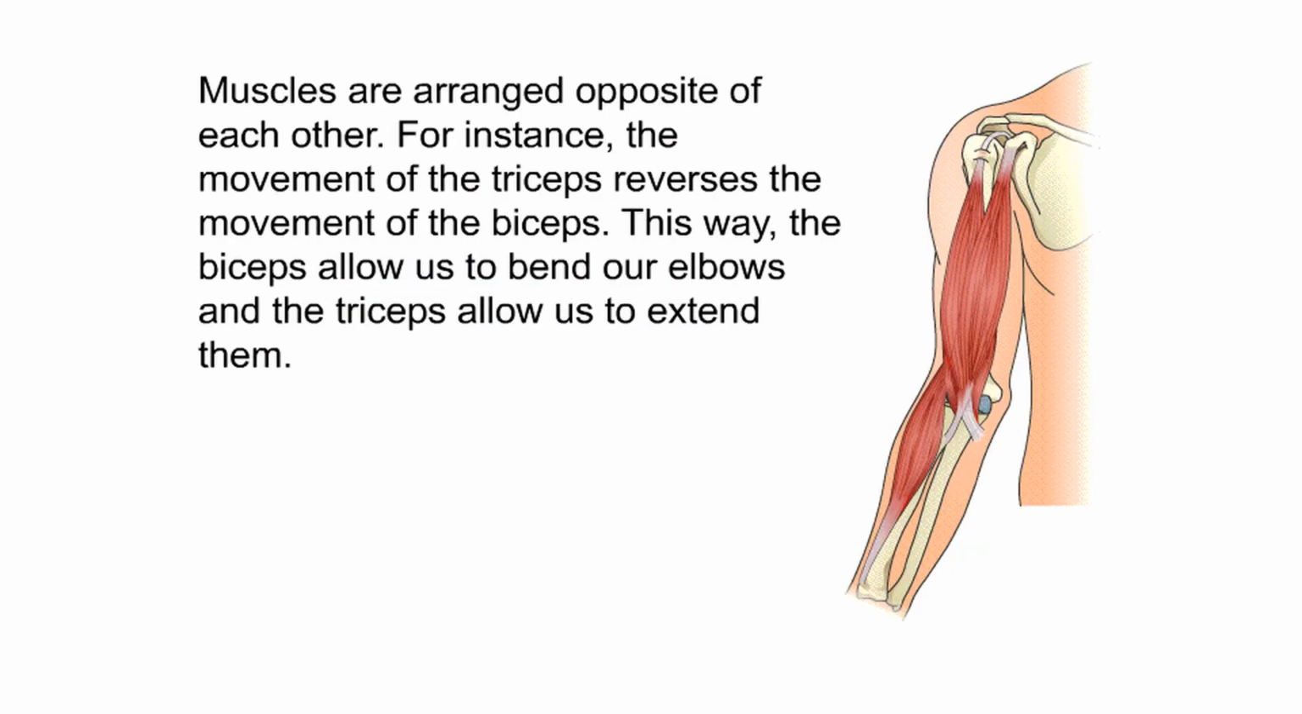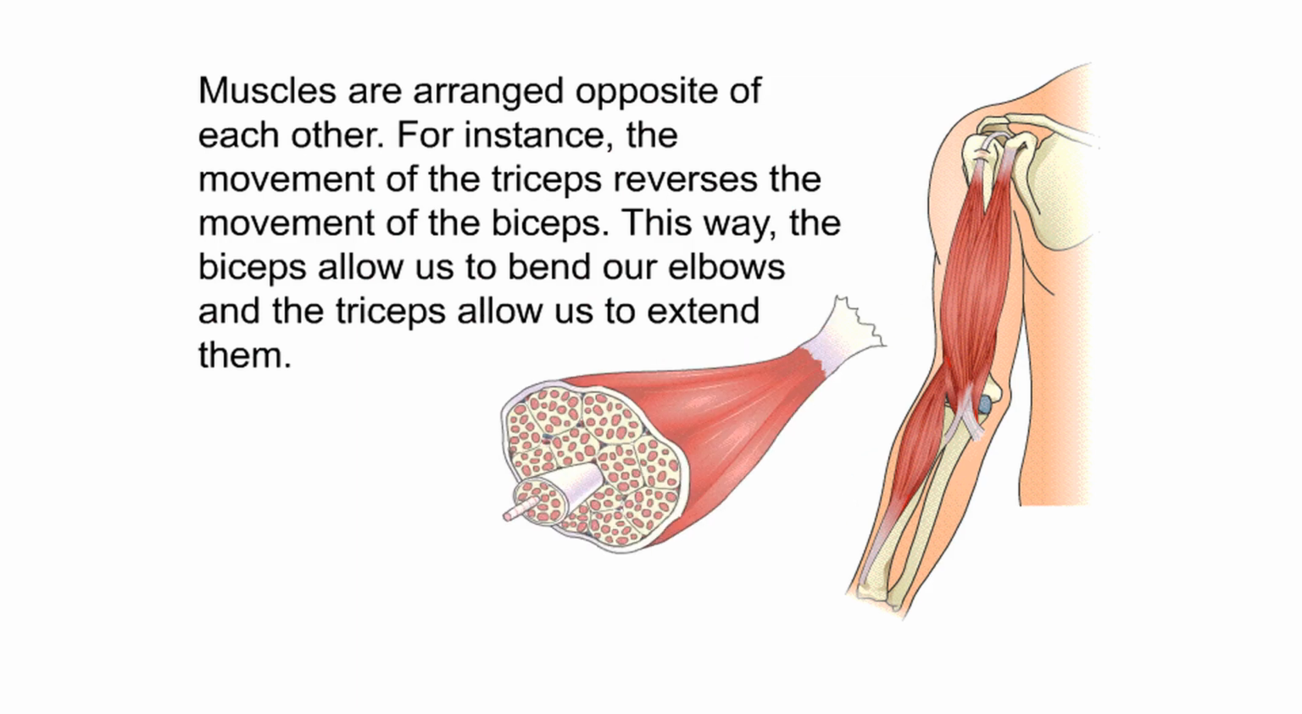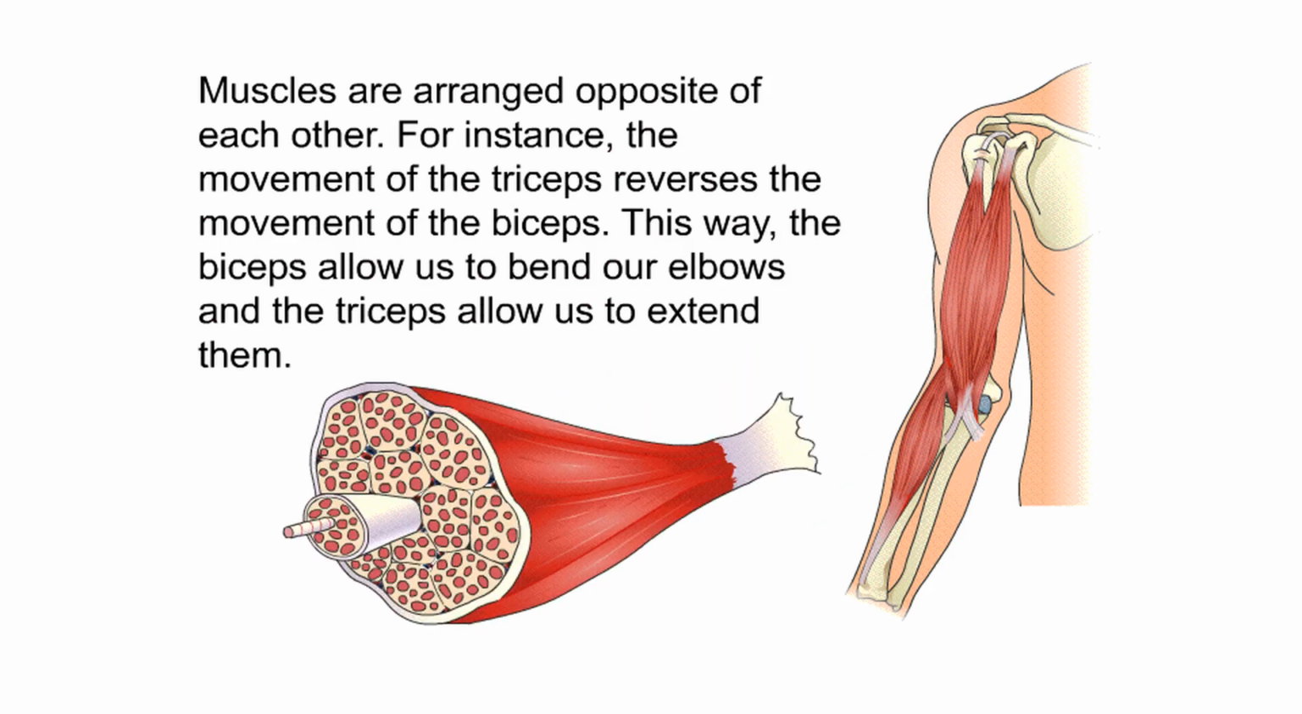Muscles are arranged opposite of each other. For instance, the movement of the triceps reverses the movement of the biceps. This way, the biceps allow us to bend our elbows and the triceps allow us to extend them.